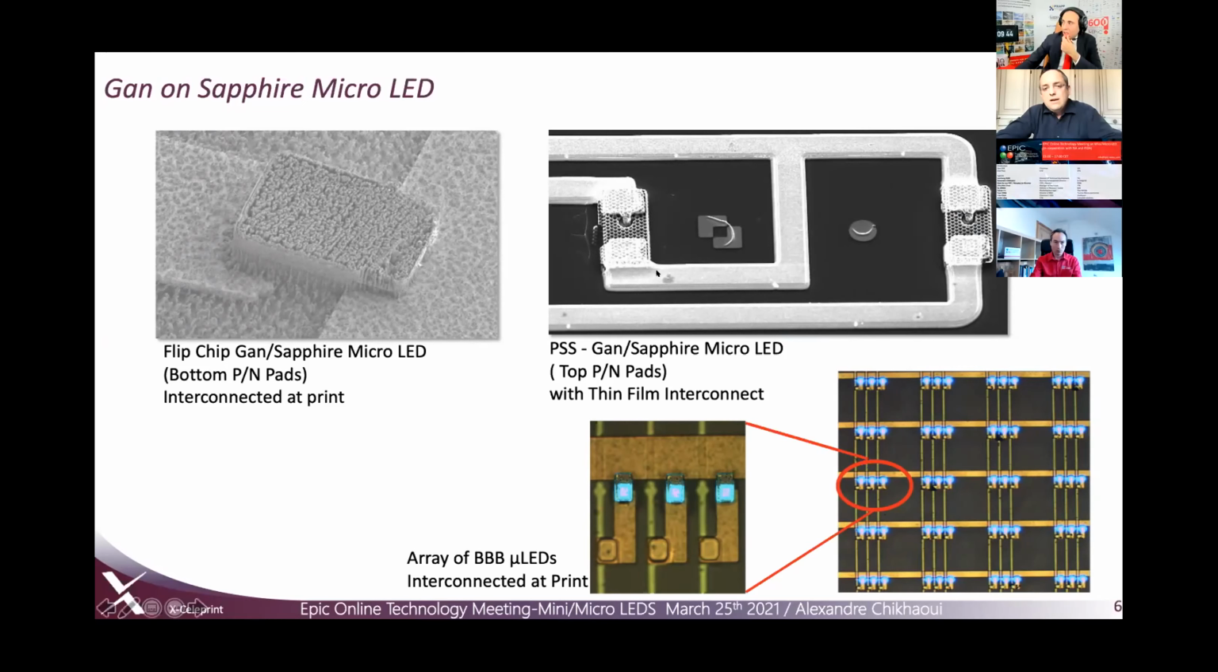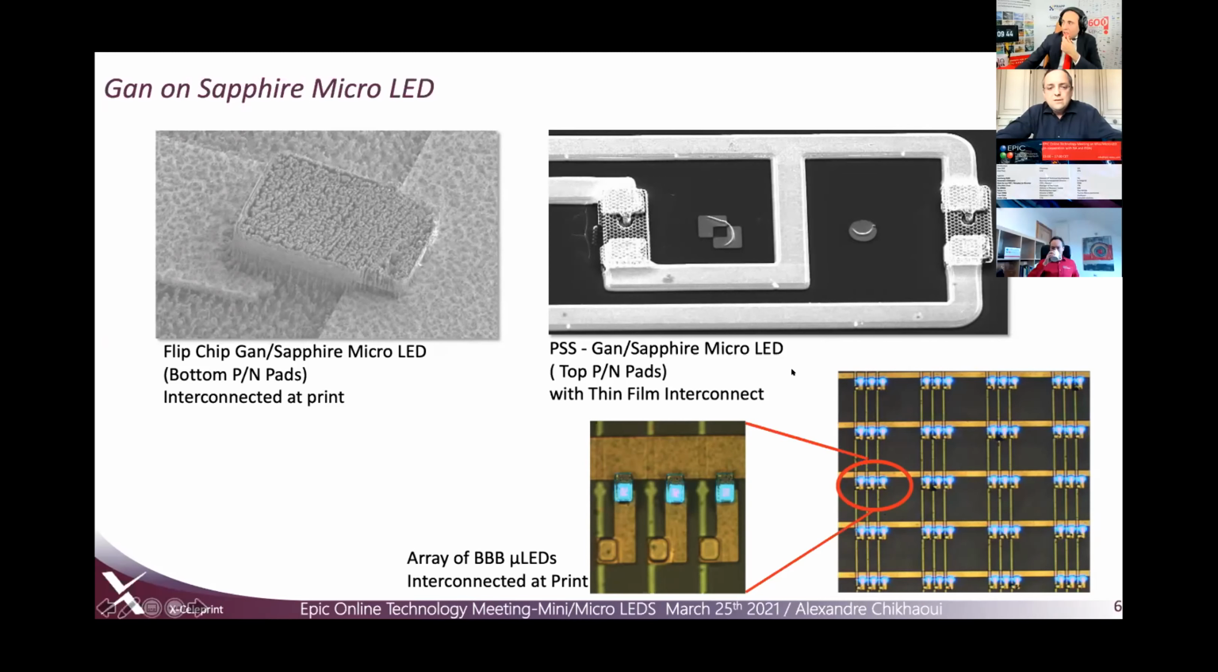On the right side, you have another method of interconnect. As you know, micro LEDs are very thin, and now thin film interconnect is another possibility for interconnecting the LEDs. It might not be the ideal method for displays, but it could be a very useful method for other types of applications. An example of a PSS GaN on sapphire micro LED, and those, I think, are from Lextar.